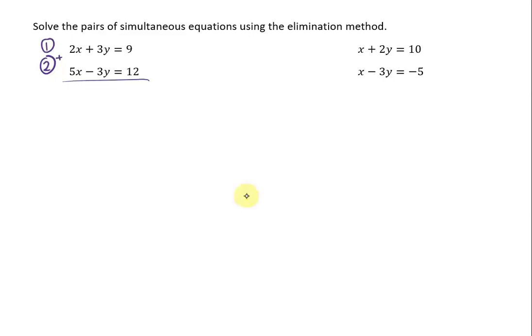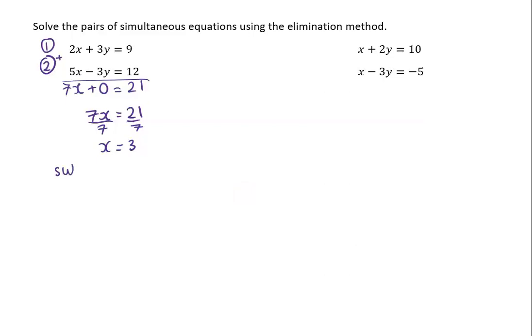We add the like terms vertically. 2x plus 5x gives us 7x. 3y plus negative 3y gives us 0. And then we have 9 plus 12, which gives us 21. And we've successfully eliminated those y variables, which leaves us with 7x equals 21, which is a much simpler equation to solve. We divide both sides by 7, and we're left with x equals 3. So we found one of our variables for the solution, and we just need to find the other one.